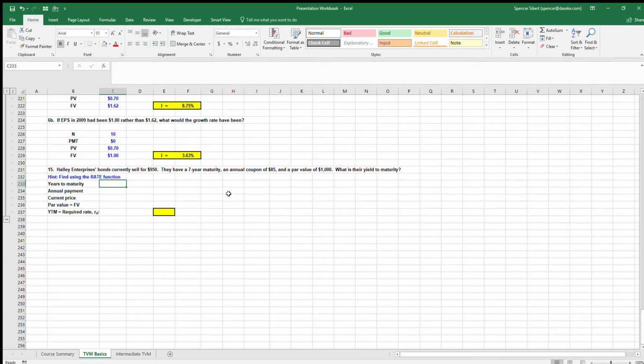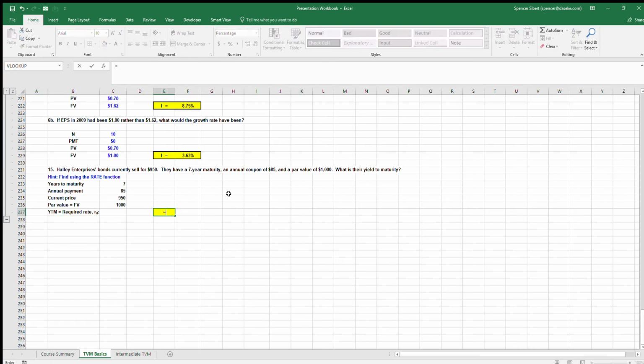So years of maturity, we've got a 7-year maturity, your annual coupon of $85. Current price is currently sells for negative $950 because you're paying $950 for it, or you can do $950 and put it in the formula as I've been doing. Par value is the future value, so we're at $1,000. So what's the required rate of return?